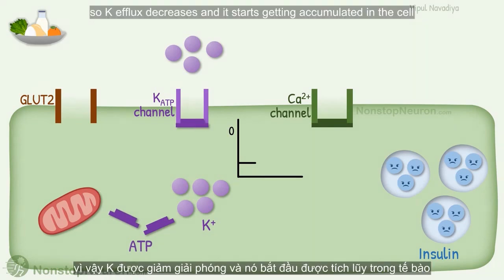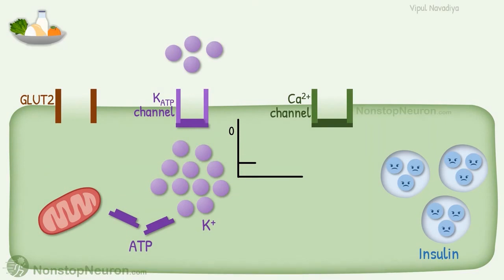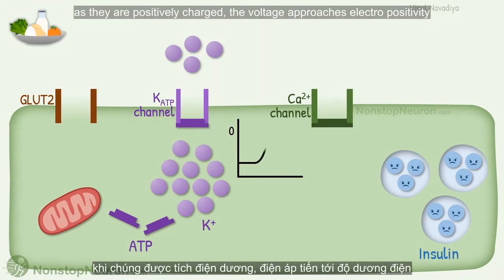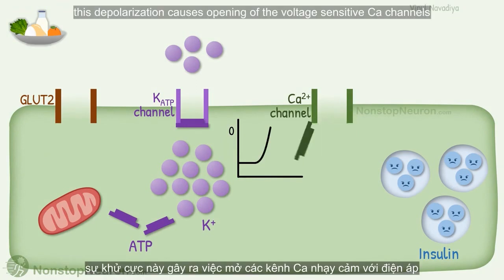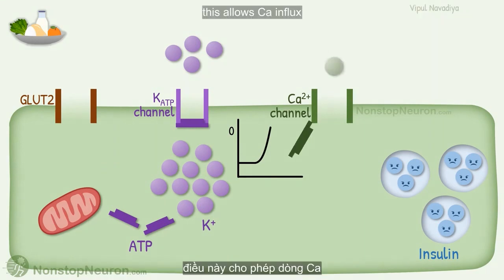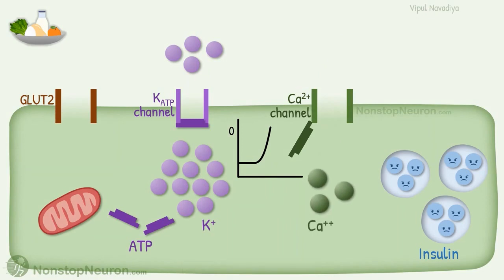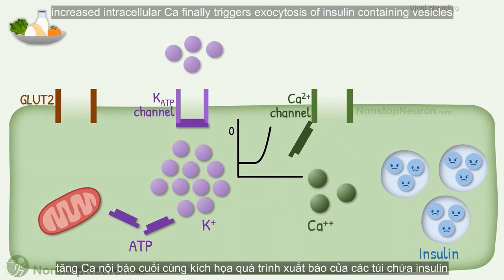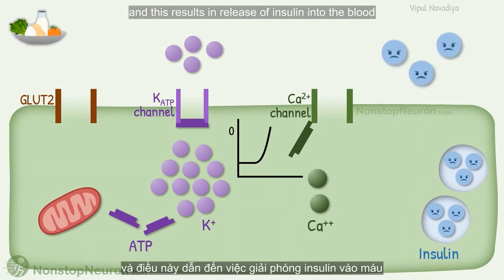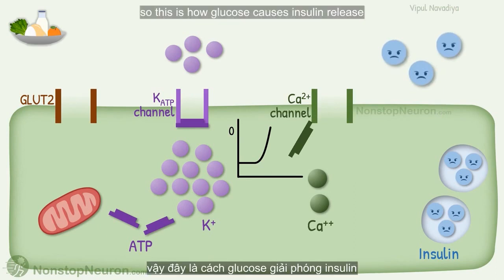So potassium efflux decreases and it starts getting accumulated in the cell. As they are positively charged, the voltage approaches electropositivity. This depolarization causes opening of voltage-sensitive calcium channels. This allows calcium influx. Increased intracellular calcium finally triggers exocytosis of insulin-containing vesicles, and this results in the release of insulin into the blood. So this is how glucose causes insulin release.